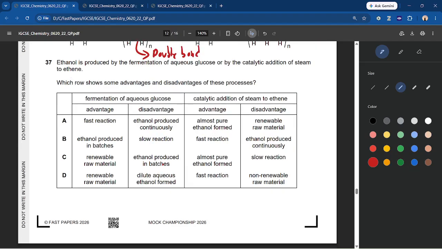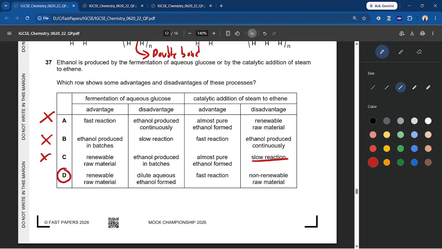Ethanol is produced by the fermentation of aqueous glucose or by the catalytic addition of steam to ethene. Which row shows some advantages and disadvantages of these procedures? Fermentation of aqueous glucose is not fast. Ethanol produced in batches, slow reaction, okay. Fast reaction, ethanol produced continuously. Ethanol is not produced continuously, so this isn't correct. Renewable raw material, glucose, technically okay. Almost pure ethanol formed, slow reaction, not correct. So your answer is going to be D.